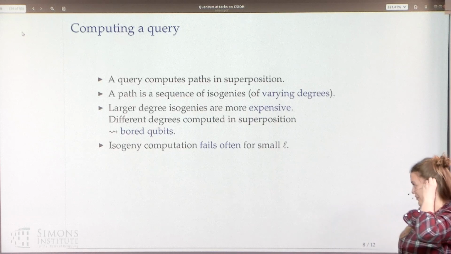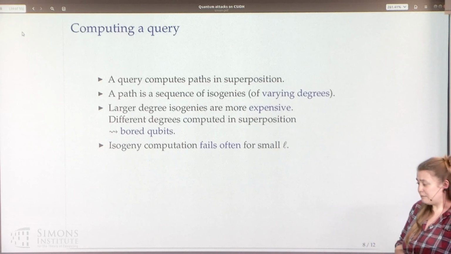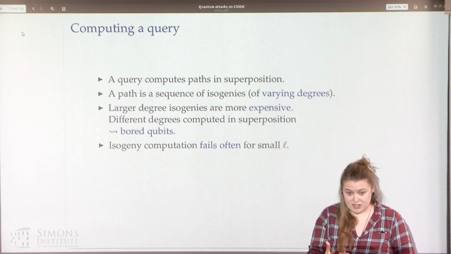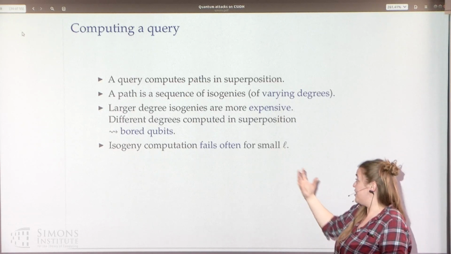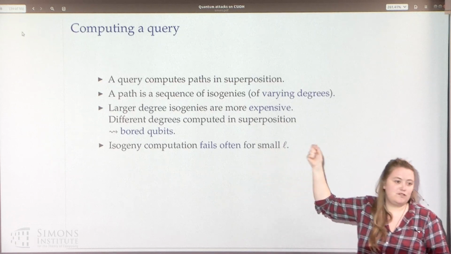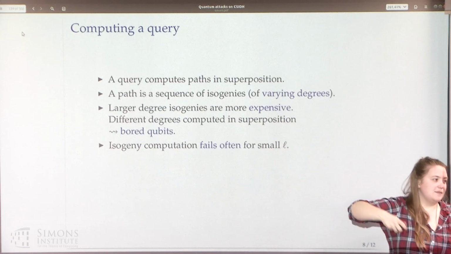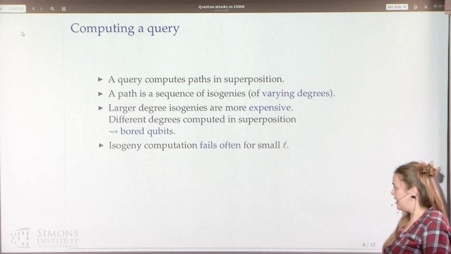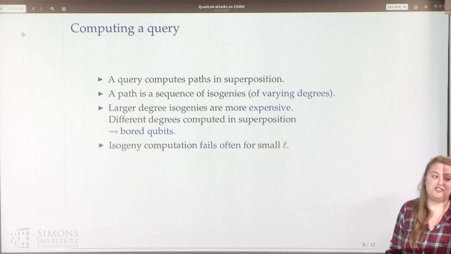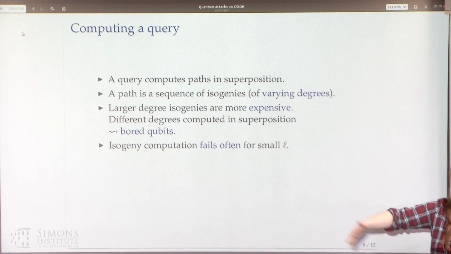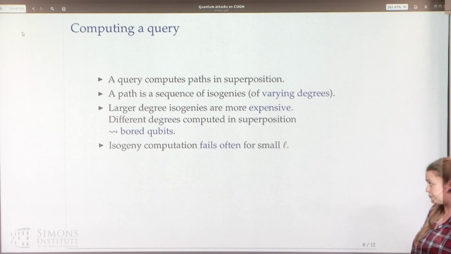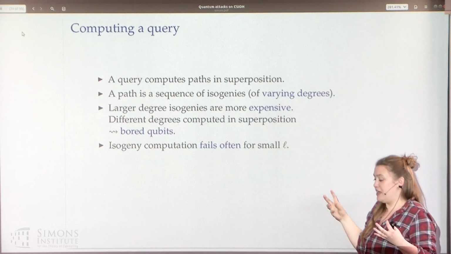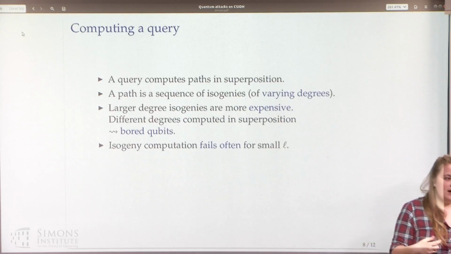And then you've also got this probability of failure at the step when you're trying to find a point of the correct order, and that fails very often for small l. So we saw for l equals 3, you had something that succeeded with probability 2/3, and that's a pretty high failure rate. This means you have to do it a bunch of times until you get a high enough success rate. So the combination of these two things makes the whole query computation really quite expensive.